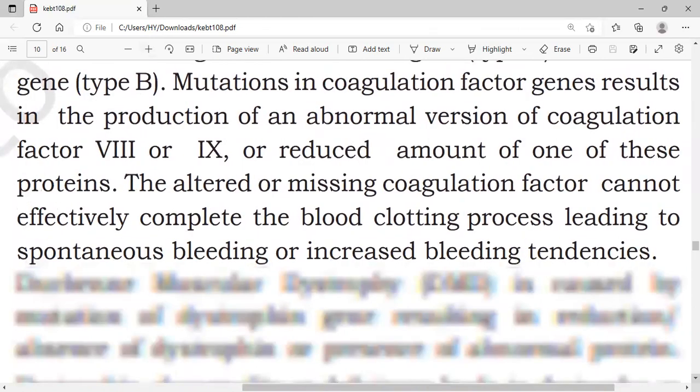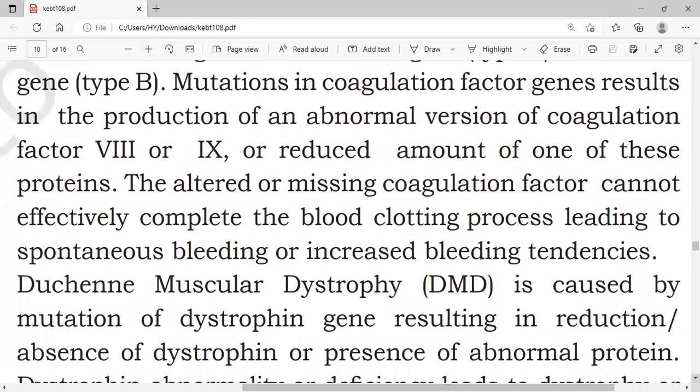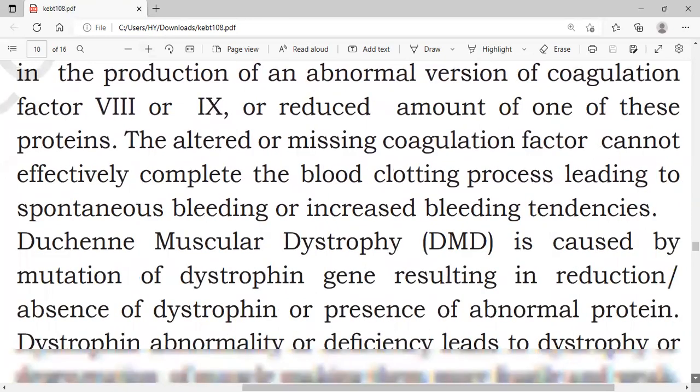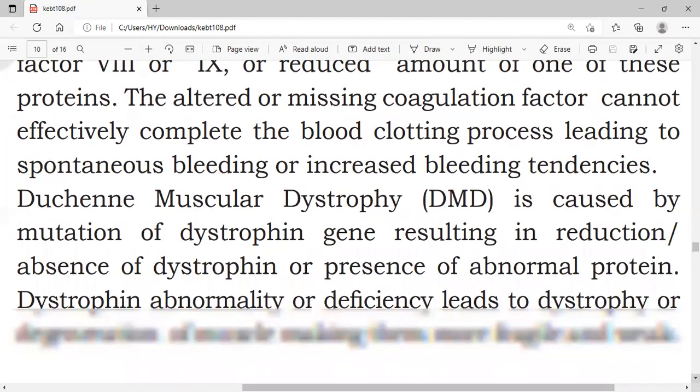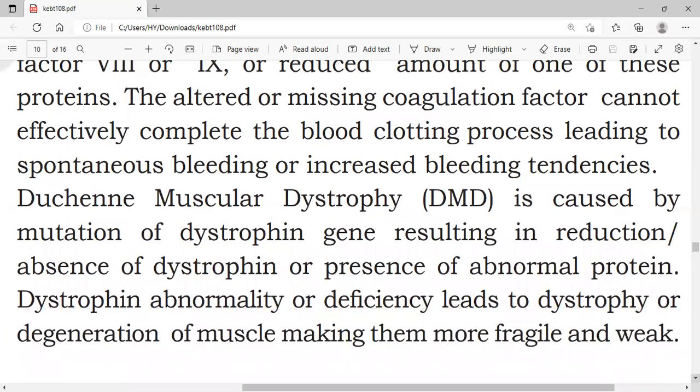The altered or missing coagulation factor cannot effectively complete the blood clotting process, leading to spontaneous bleeding or increased bleeding tendencies. Blood clotting is disturbed here, so the bleeding tendency increases in hemophilia.